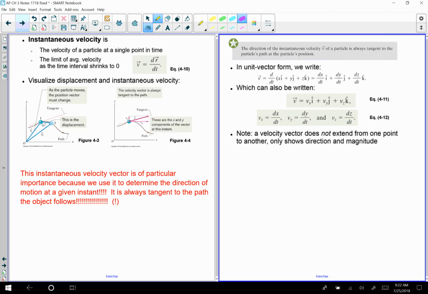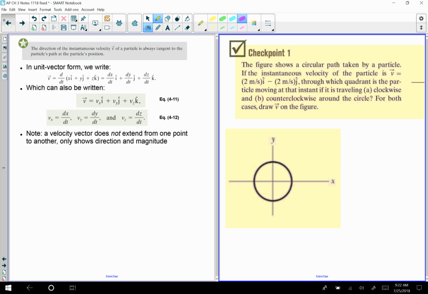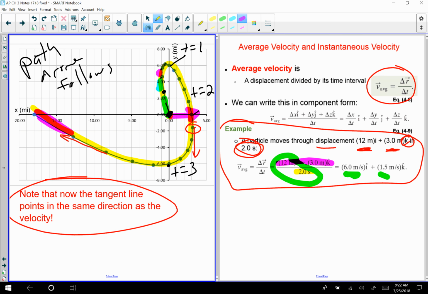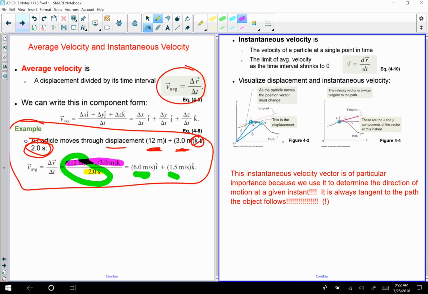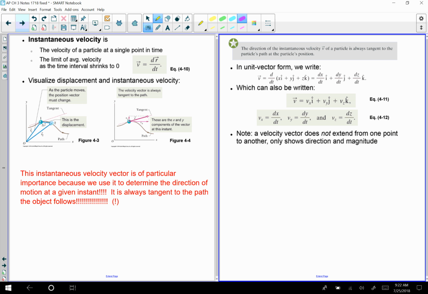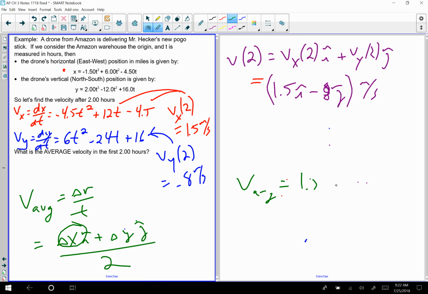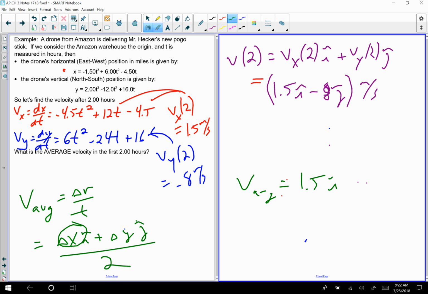Well, actually, let me... Here's what I was going to say. What that shows us is in those 2 hours, all of our displacement was to the east, right? Because here's where we were after 2 hours. So our average velocity is just going to have an x component. So I think all I need to worry about is the i, right? Because we just showed that our y component was 0. Okay, so here we go. So our V average, then, our change in x was 3 over 2, so that's 1.5 i meters per second.